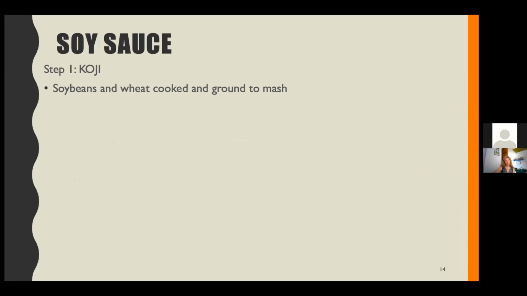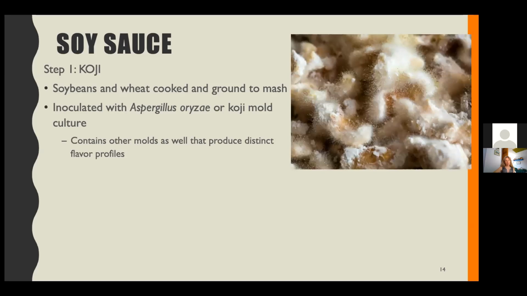That cooking starts the disruption, the breakdown of molecules. It's easier for the microorganisms to get to. And it is inoculated with Aspergillus oryzae, also known as the koji mold culture. So it is not a pure culture. It is propagated from different batches of soy sauce, a very common method of bringing things through. It contains other molds as well that will produce a distinct regional profile.